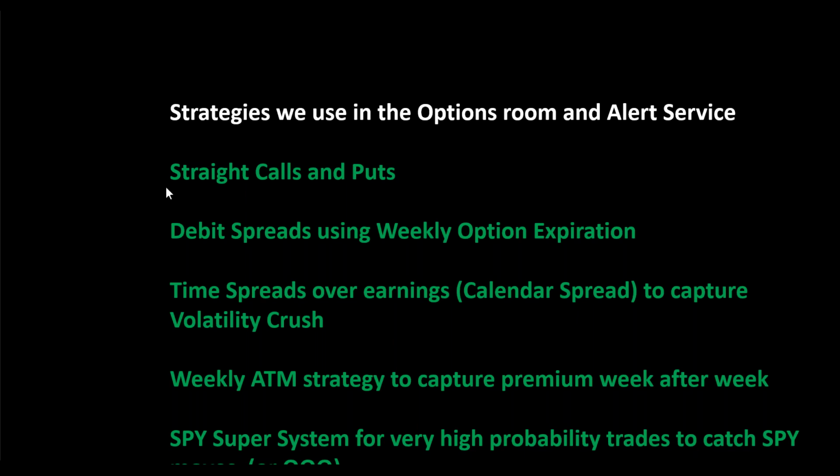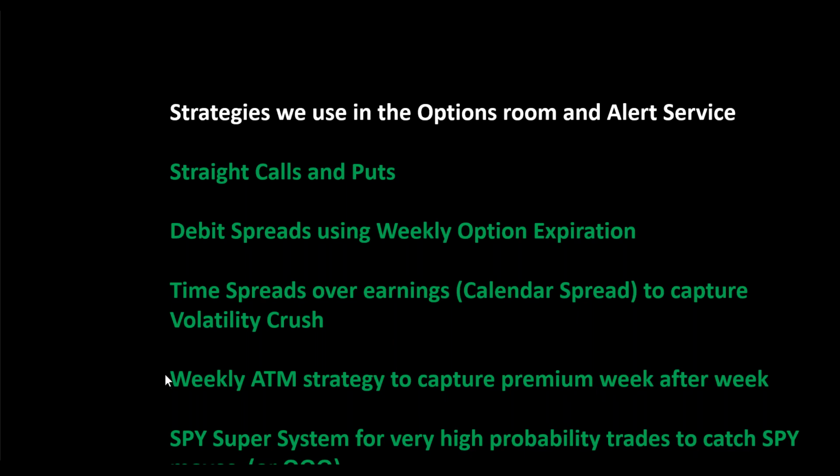How am I finding these stocks that you're seeing? Now, if you go back in your chart and look, it may make more sense to you. So again, we'll be doing a lot of straight calls and straight puts. We're short Pfizer right now in the alert service and in the room. We'll be doing debit spreads using weekly options expiration. We'll be doing some calendar spreads, or what we call time spreads, over earnings. This will be happening in October when earnings start to ramp up. We'll also use some weekly ATM strategies to capture premium every week.